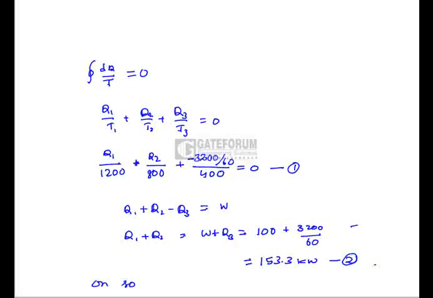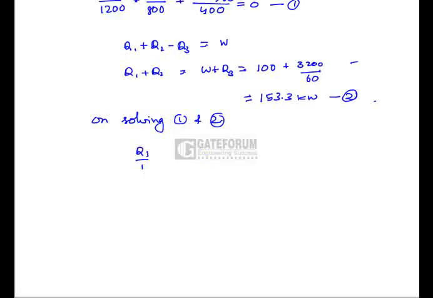On solving the above two equations 1 and 2, we get Q1 by Q2 equal to 3. So here the right answer is 3, and in the options the correct option is C. For the first question the correct option is C.